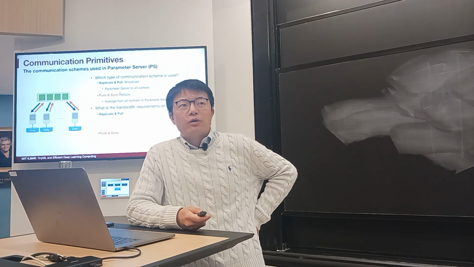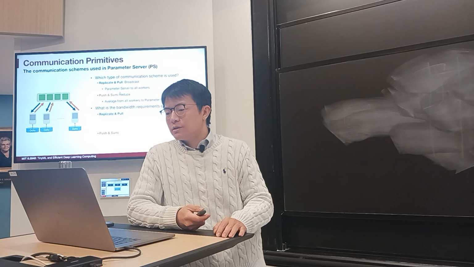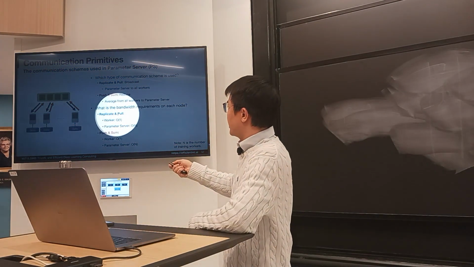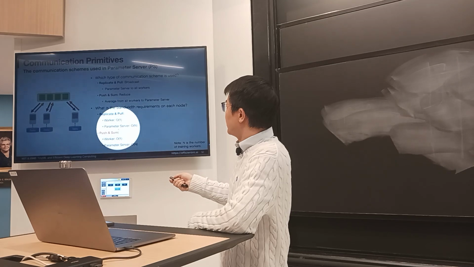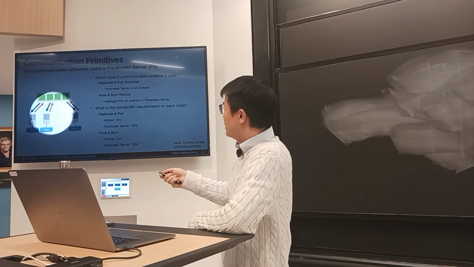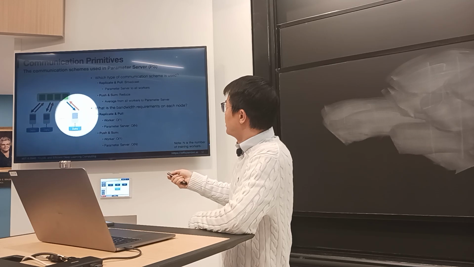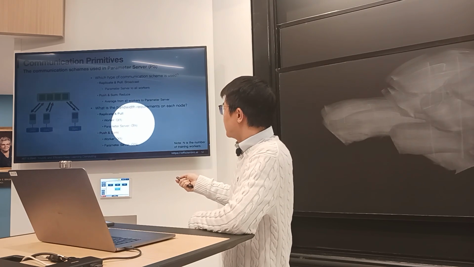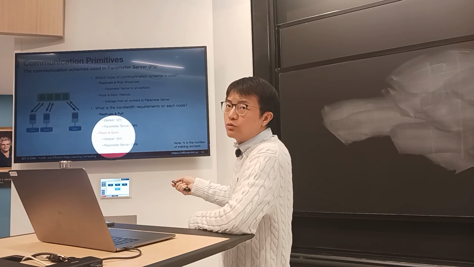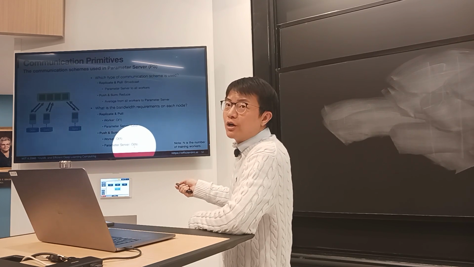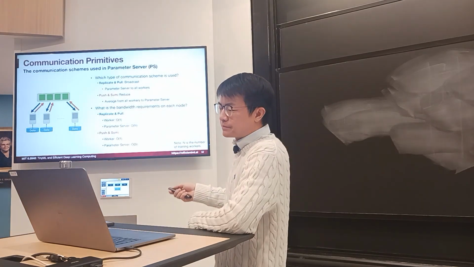So what is the bottleneck here? What is the bandwidth requirement to do this? For replicate and pool, each worker is O(1). You just need to pull one copy of data. But for the parameter server, the bandwidth is O(n) because you have n workers. So the replicate pool will take O(n) communication complexity. For the push, each worker just needs to push its own copy of gradient, so that's O(1). But for the parameter server, they need to receive n copies, so the complexity is O(n).